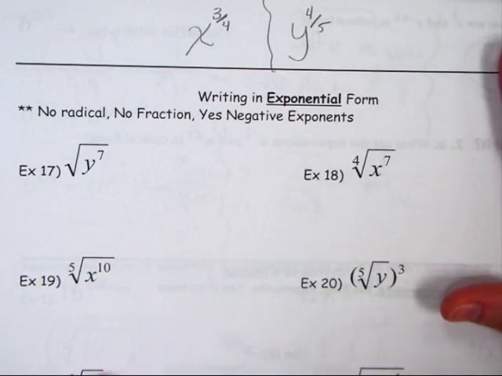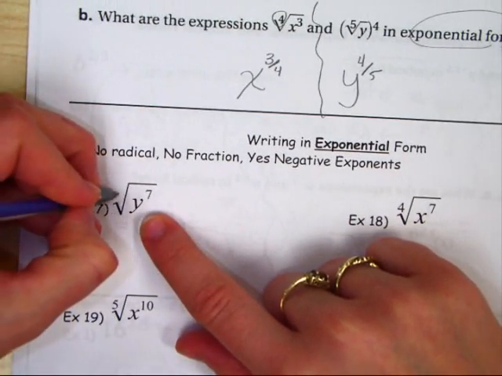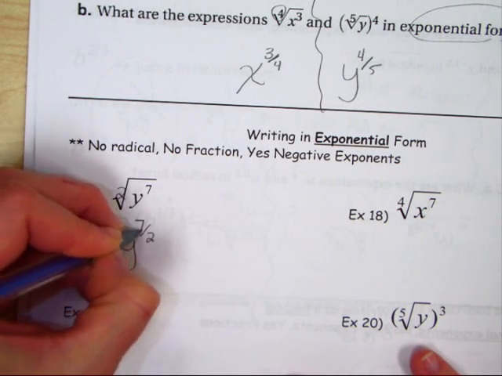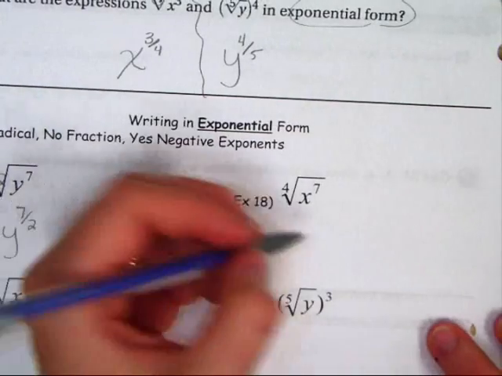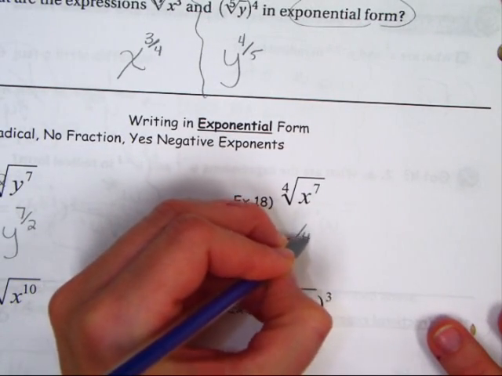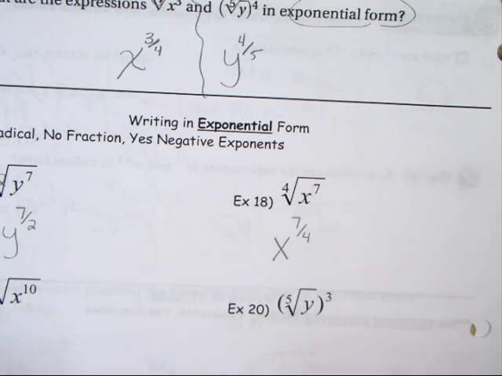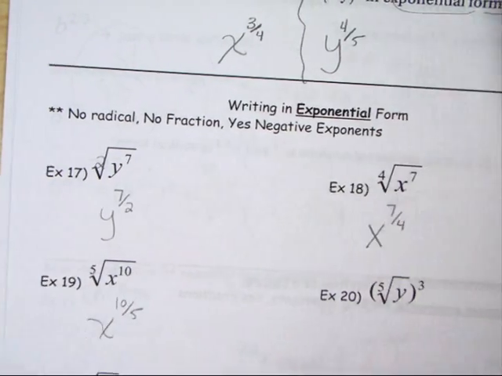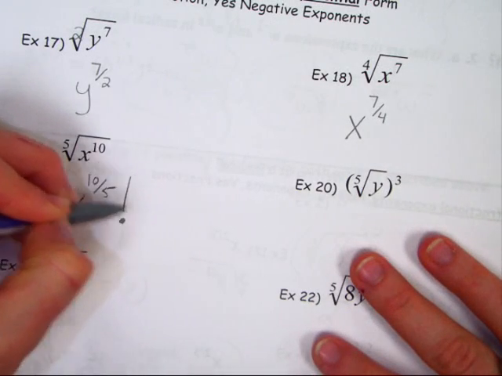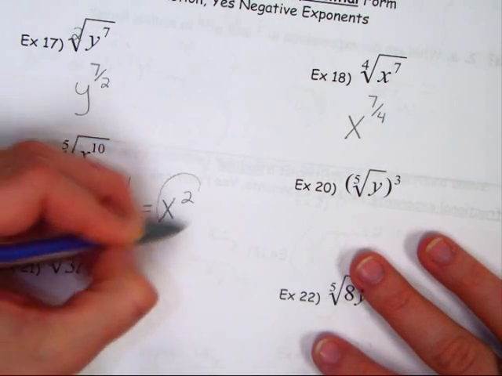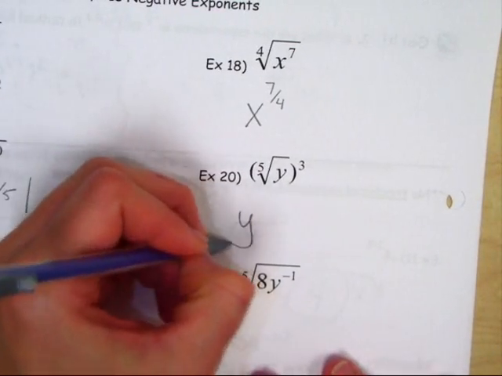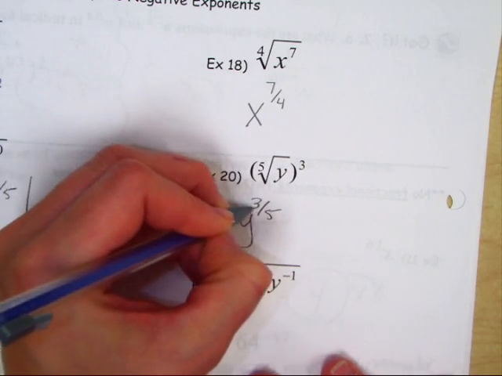Let's practice some more. What's the root here? I hope you remember it's a hidden 2. So we write our base, the root on the bottom, the number on the top. Move on. We write our base, the root on the bottom, the exponent on the top. Example 19. The root on the bottom, the number on the top. Put an exclamation point on this one. They tricked you. That reduces. 10 divided by 5 is x squared. Example 20. Your base, the root on the bottom, the exponent on the top.